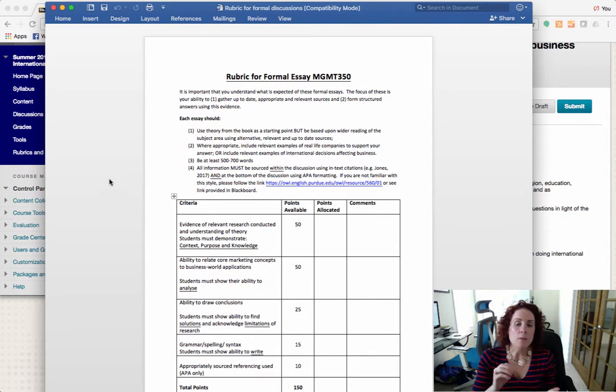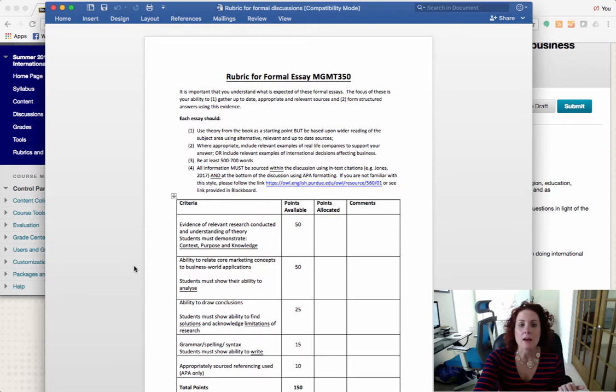So I'm looking for theory. This must have a theoretical standpoint. I need you to have researched not simply the book, but other up-to-date good sources. And you know what good sources are at this stage. They have to be relevant, they have to be up-to-date, they have to be from places where we trust them, and Wikipedia is not that place. So we want you to do that. Your theory must be strong. And this lies under the 50 points, evidence of relevant research conducted and understanding of theory. And I'm looking for context, purpose, and knowledge.